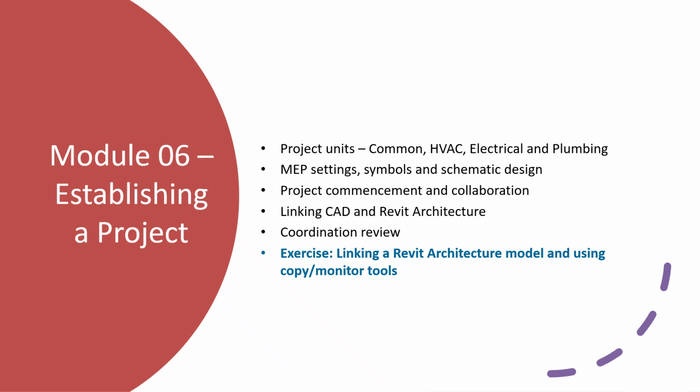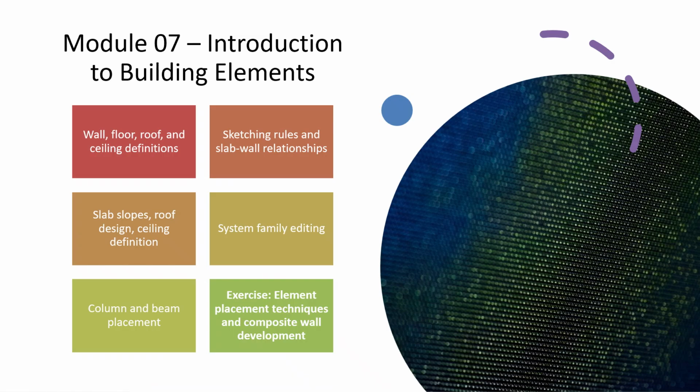This module is all about precision and preparation, making sure your project starts on solid ground and is ready for collaborative success. Module 7, Introduction to Building Elements. In this module, we begin working with the core architectural and structural components that make up a building model in Revit. We start by defining the basic building elements: walls, floors, roofs, and ceilings, and understanding how each behaves within the modeling environment.